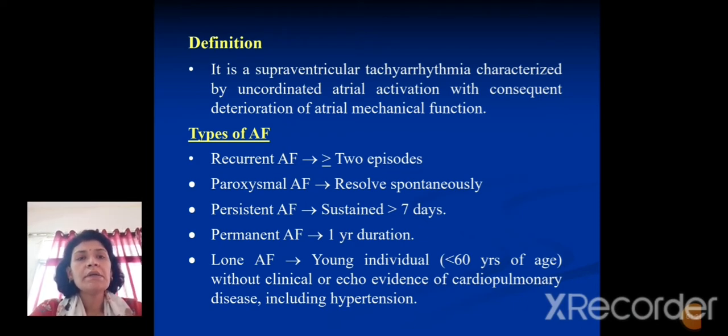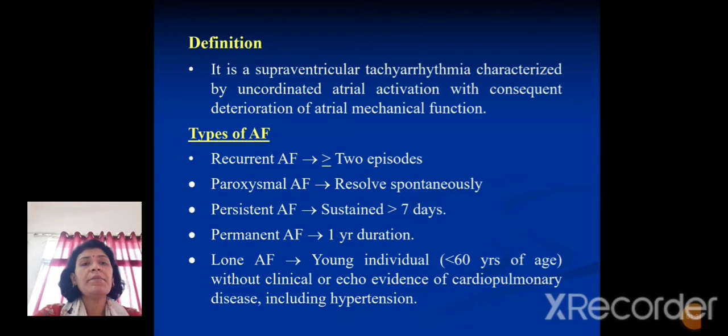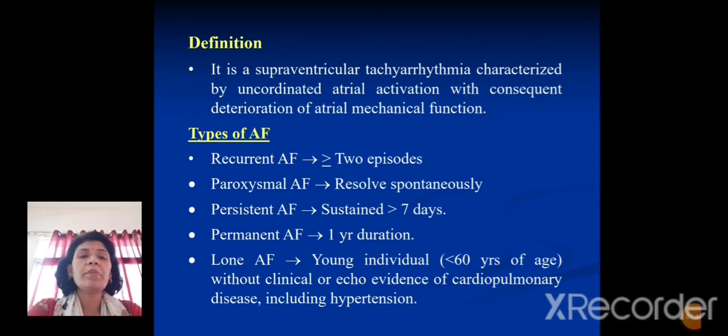Paroxysmal AF is wherein the episode of atrial fibrillation resolves on its own, that is, spontaneous resolution is there. Persistent atrial fibrillation is when the atrial fibrillation episode is sustained for more than a week, that is 7 days. Whereas when the atrial fibrillation episode persists for more than 1 year, it is called permanent AF.